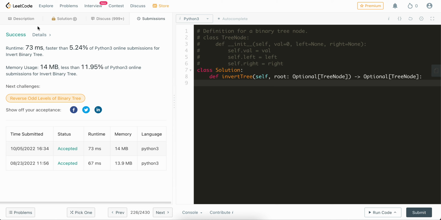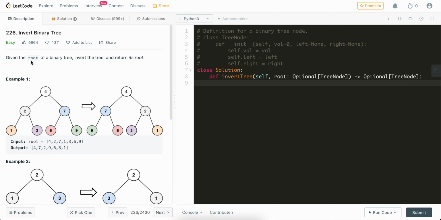Today we are going to be doing LeetCode question 226, Invert Binary Tree. This is an easy LeetCode question, and indeed it is easy. It is a recursive type question, as a lot of tree questions lend themselves, even graph questions lend themselves to recursion. And so the premise of this question is we're given a root of a binary tree.